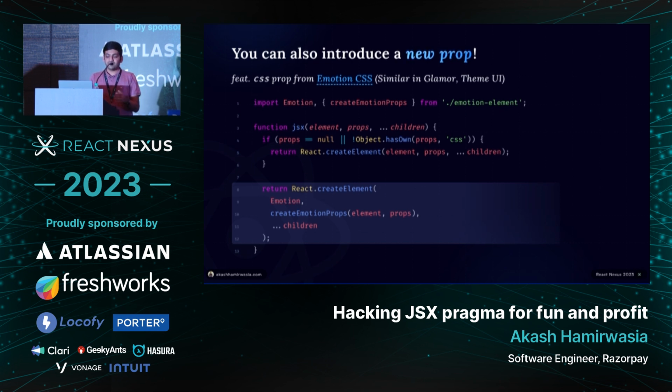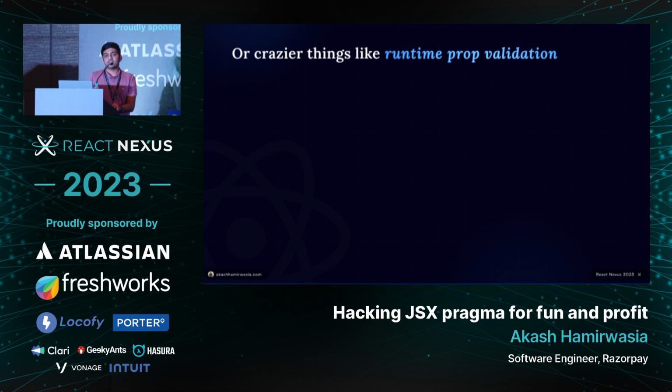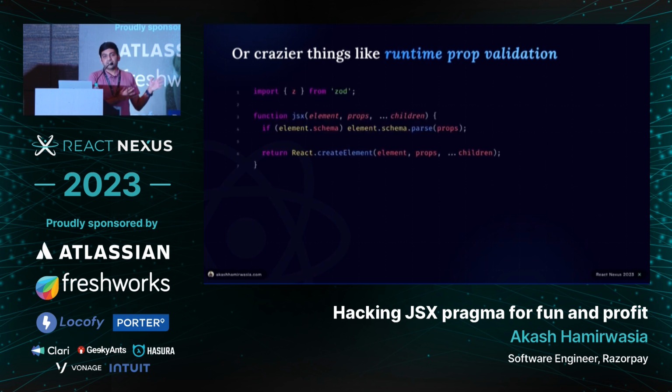Now you can do even crazier things, like runtime prop validation, which might be useful in certain scenarios. So here's again another JSX function. And here, what I'm doing is I'm checking whether my component has a Zod schema attached to it. If there is a Zod schema attached to it, simply parse that schema and pass in the props to it to validate whether the props are actually matching the schema that I've defined. If it doesn't match the schema, it'll throw an error if the validation fails.